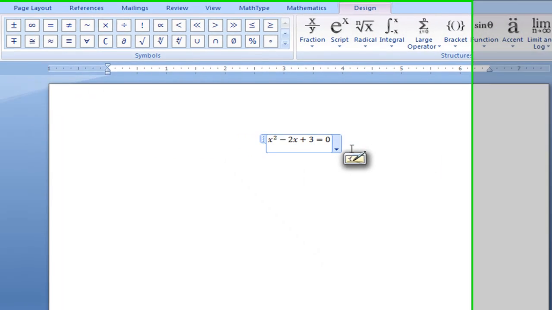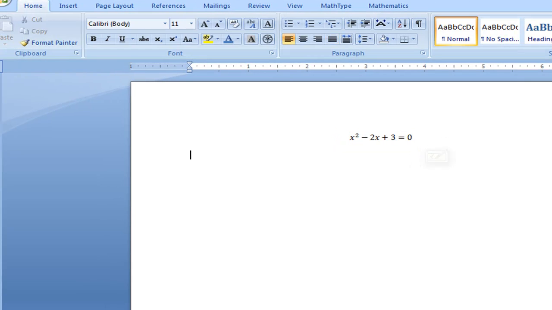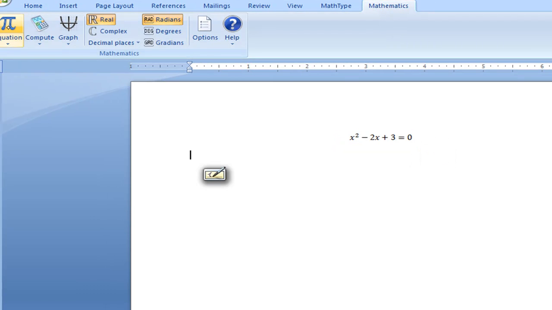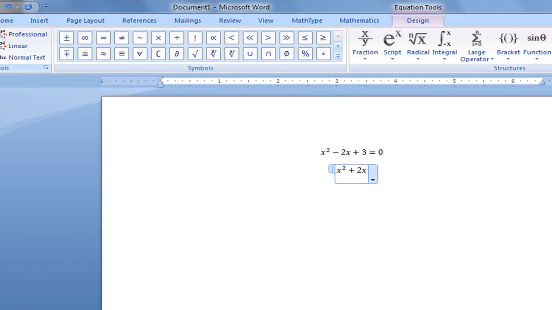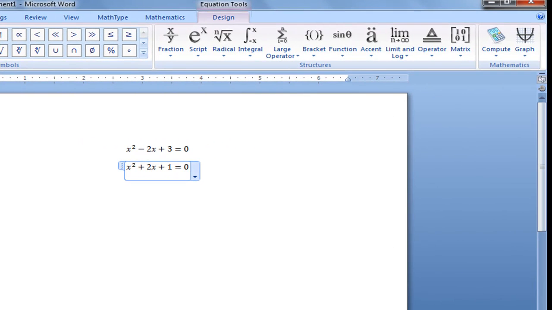Let's try another one. Insert another equation. x squared plus 2x plus 1 equal to 0. And then compute and solve for x. You see x equal to minus 1, two times.